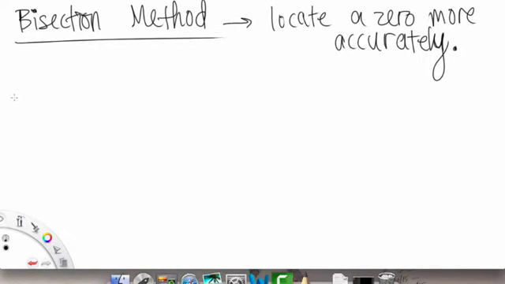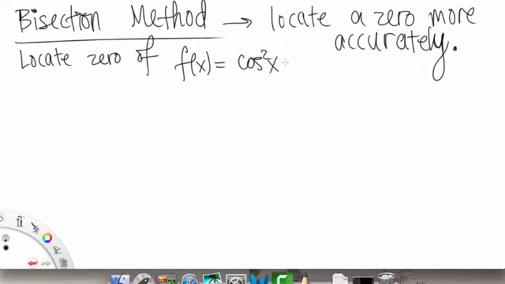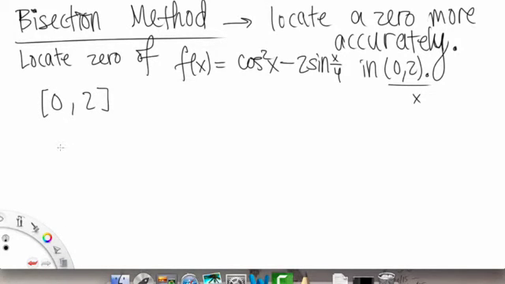So I'll show you an example. We're going to locate a 0 of the following function, f of x equals cosine squared x minus 2 times sine x over 4, on the interval [0, 2]. This is our interval for x. So we have [0, 2] given as our interval.